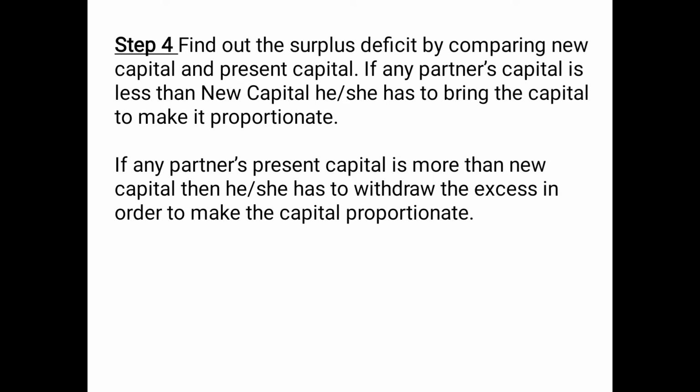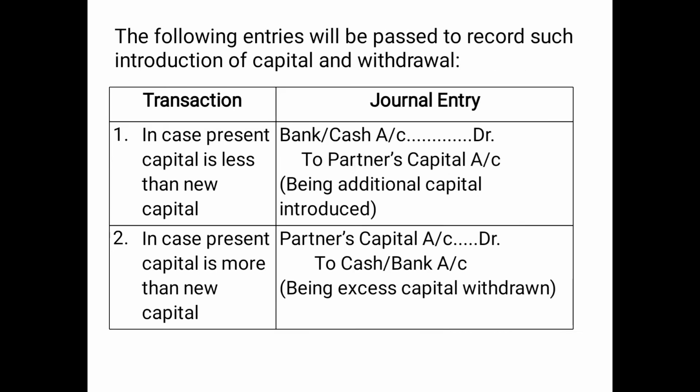So as you can see, step number 4, find out the surplus or deficit by comparing new capital and present capital. New capital is the required capital and present capital is the existing capital as per capital account. If any partner's capital is less than new capital, he or she has to bring the capital to make it proportionate. If any partner's present capital is more than the new capital, then he or she has to withdraw the excess in order to make the capital proportionate. The following entries will be passed to record such introduction of capital and withdrawal.